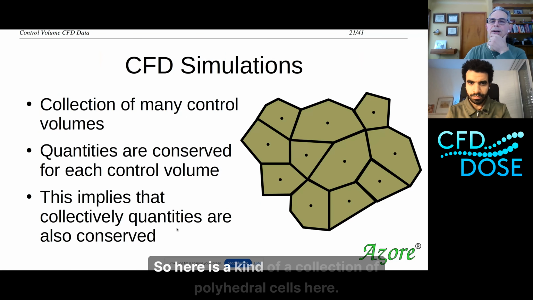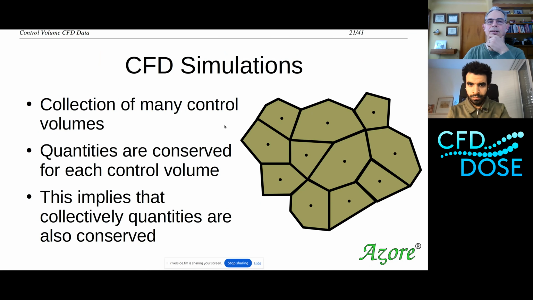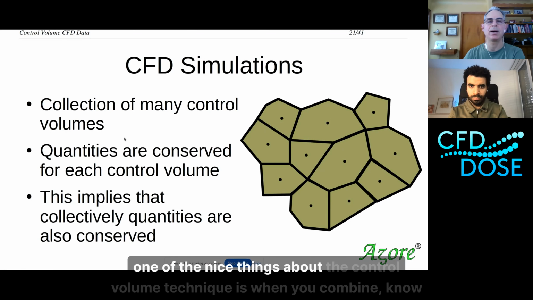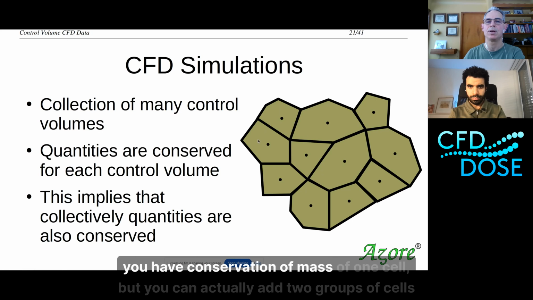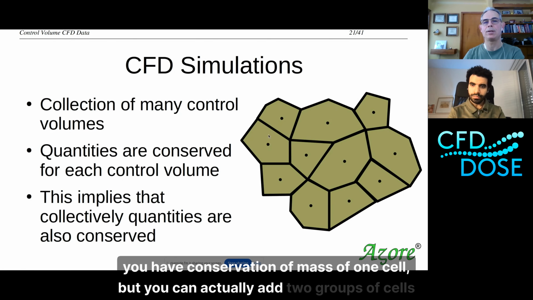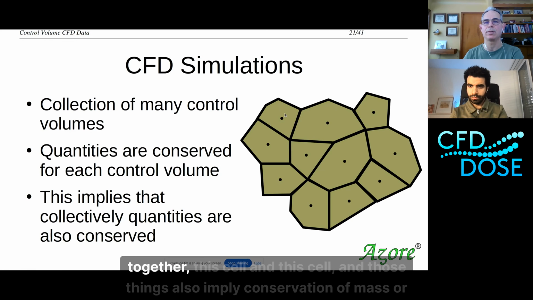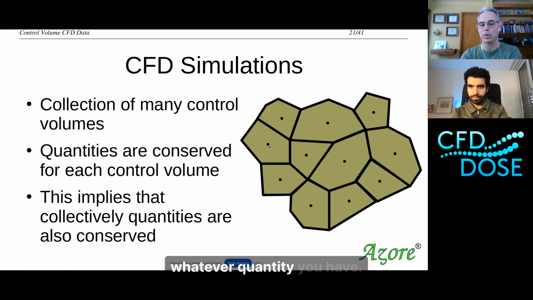So here is a collection of polyhedral cells. And one of the nice things about the control volume technique is that you have conservation of mass for one cell, but you can also add two groups of cells together, this cell and this cell, and those things also imply conservation of mass or whatever quantity you have.